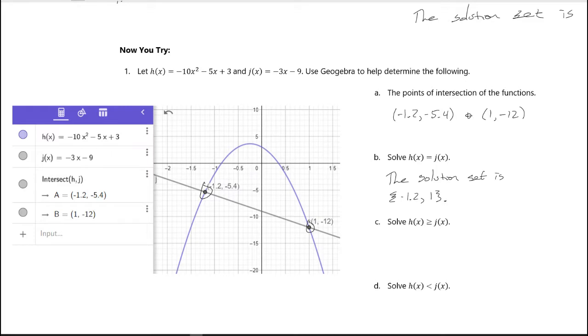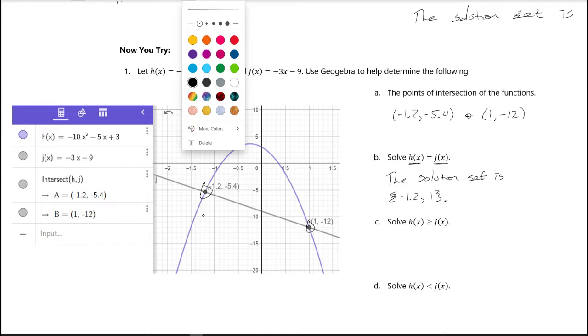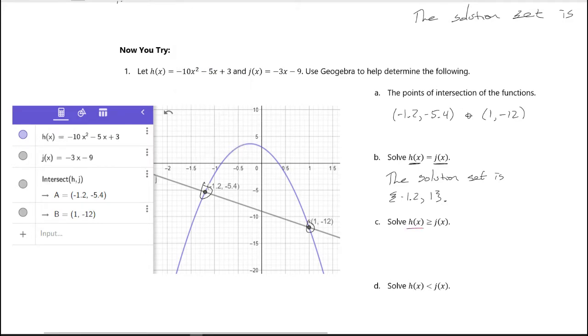Where are the two functions equal in their outputs? Remember, h of x means output. J of x is the output of j when you input a given x value. Now we want to solve where is h of x greater than or equal to j of x. Let's note that h of x is the purple line here. There we go. J of x is the gray line.